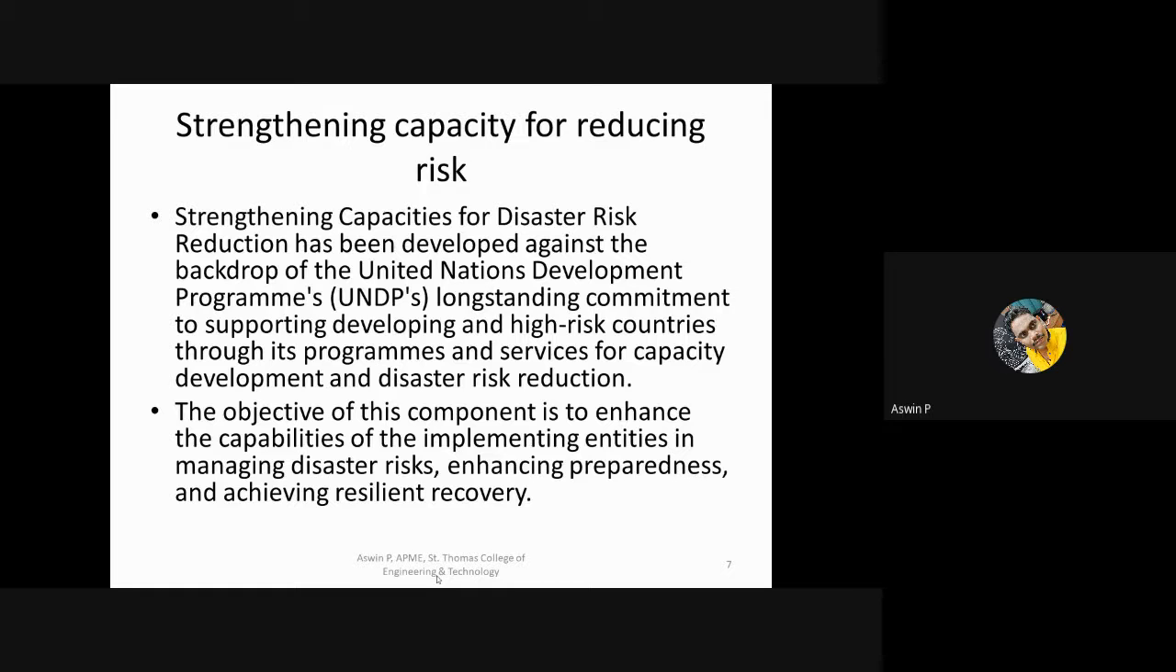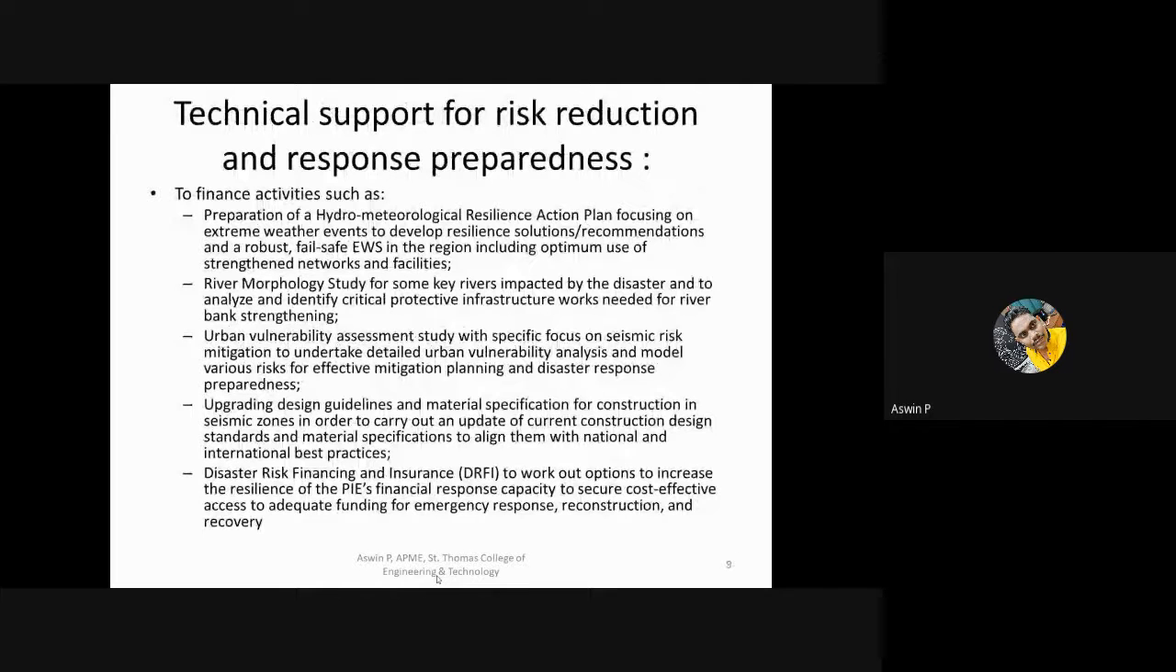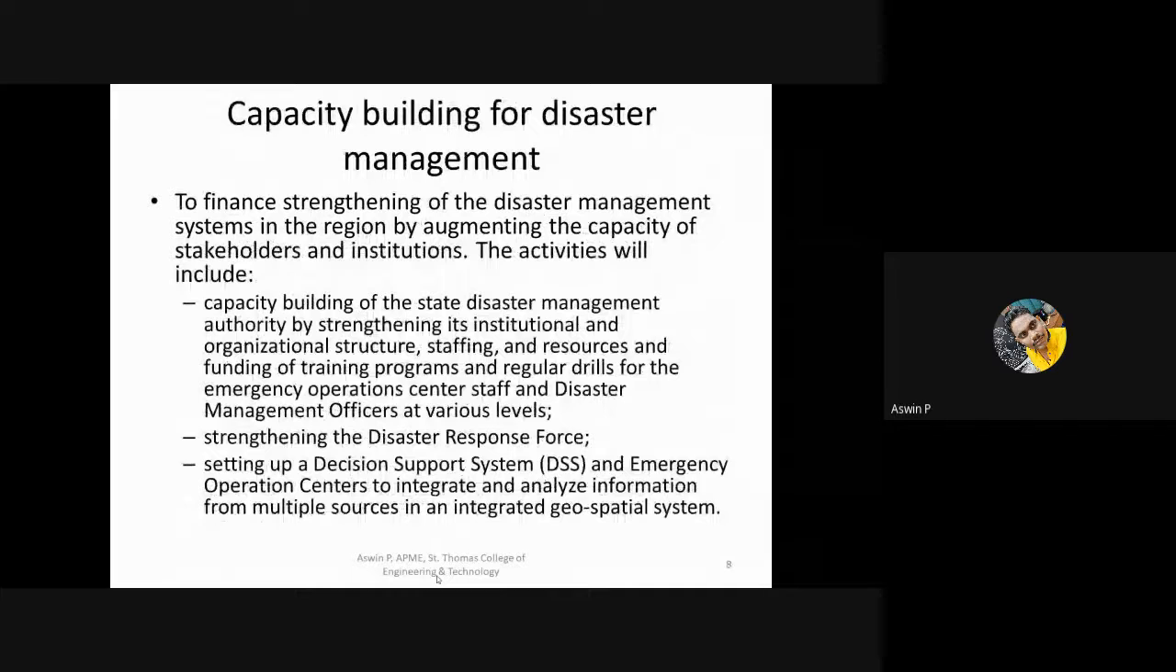When we are strengthening our capacity for reducing the risk, you have to focus on two points. First one is capacity building for disaster management. And the second point is technical support for the risk reduction. So first one is capacity building for disaster management. That is, we are providing all supports or structural supports for the capacity building. That includes some stakeholders. That is capacity building of the state disaster management authority by strengthening its institutional and organizational structure.